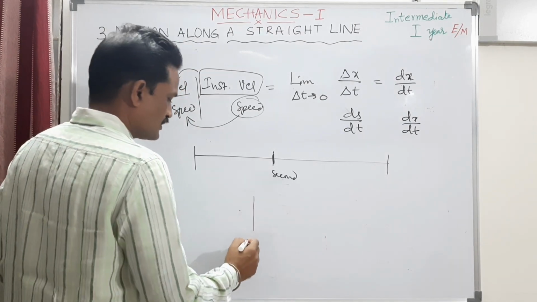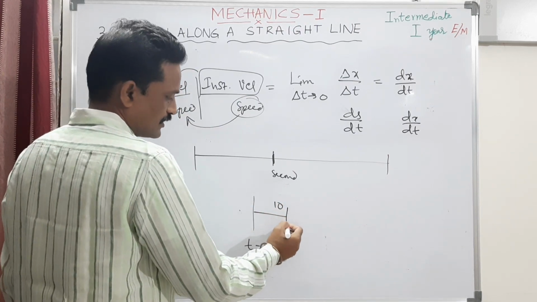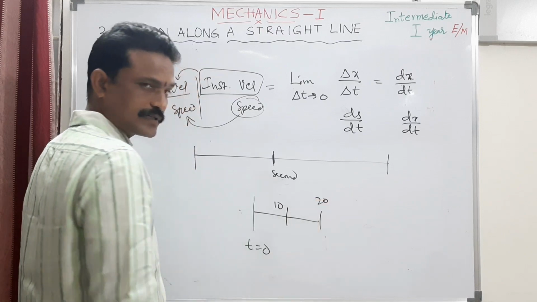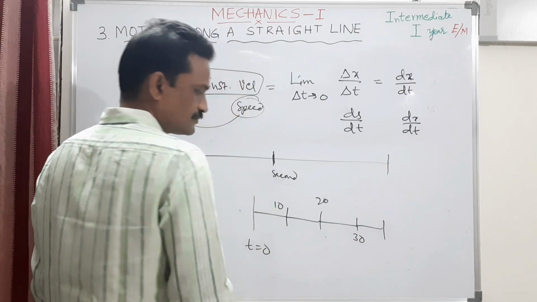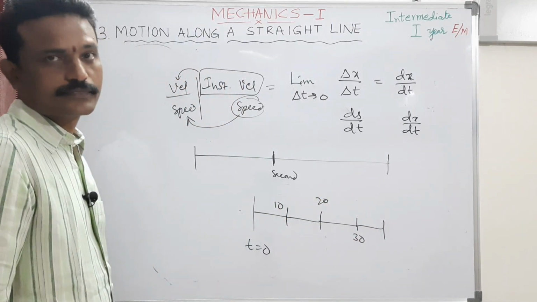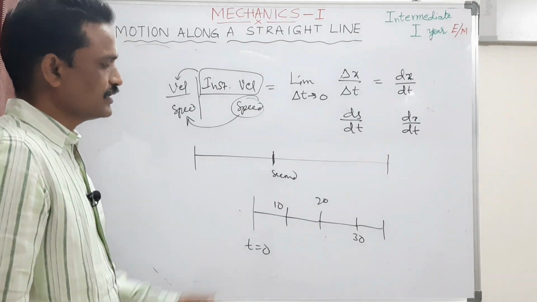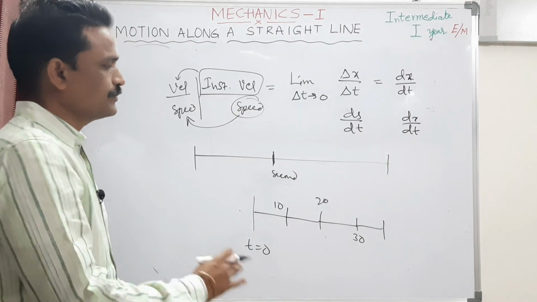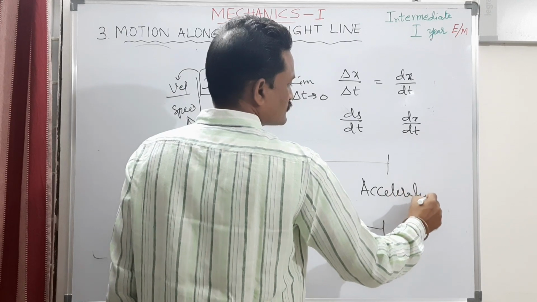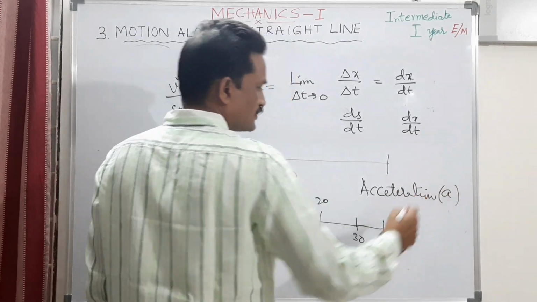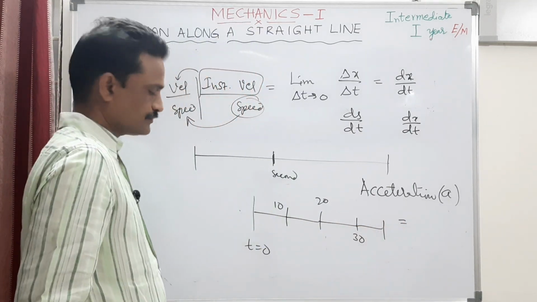Now, you started at a point at t is equal to 0. In 1 second, your speed is 10 meters per second. And at the second second your speed is 20 meters per second, and at the third second your speed is 30 meters per second. So you are speeding up. So this speeding up, or sometimes you decrease your speed, to describe that we use the term called acceleration, indicated by small a. So acceleration is nothing but rate of change of velocity.